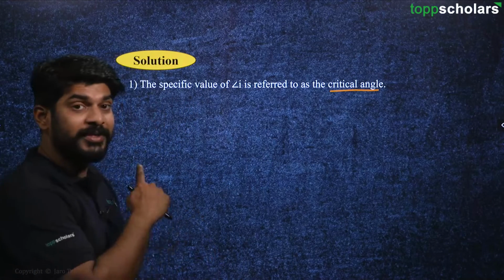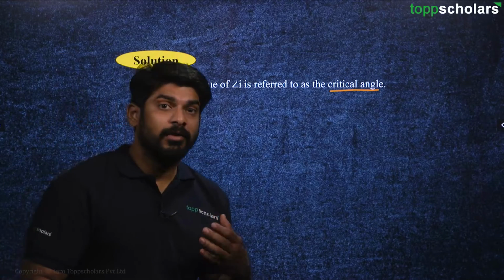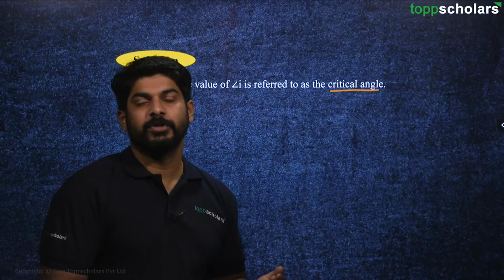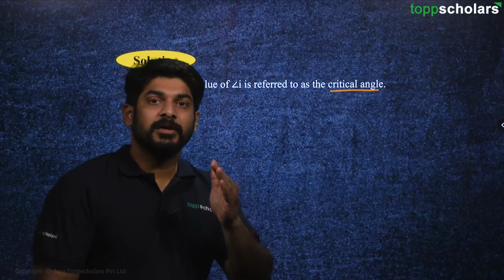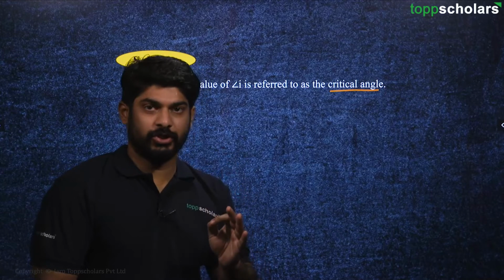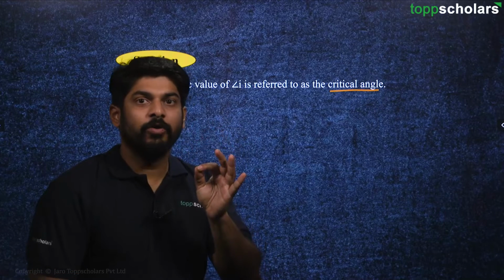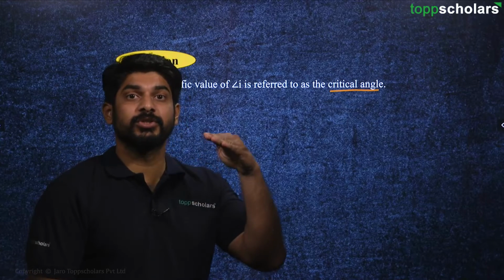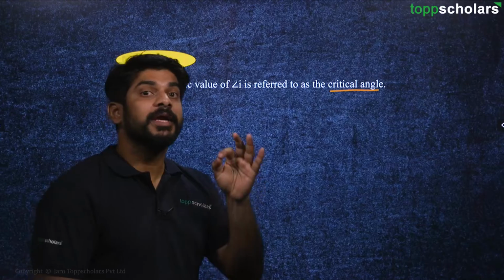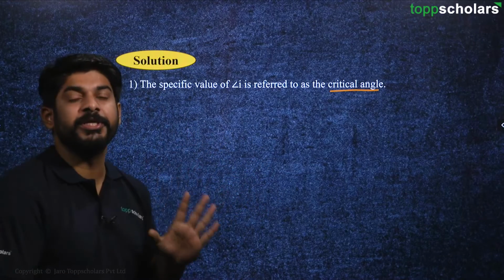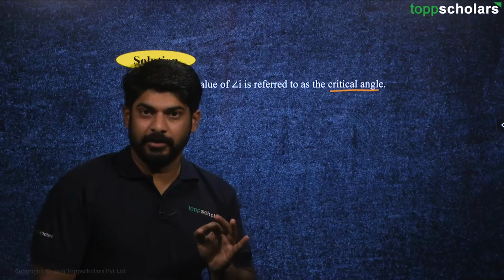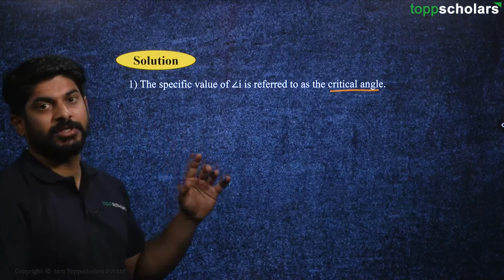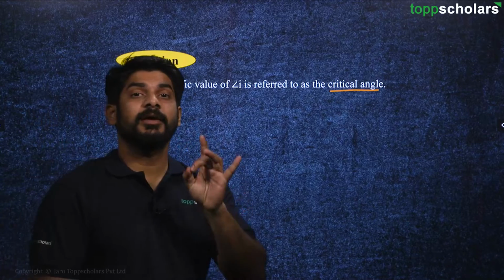When we talk about this phenomenon, when the light travels from a denser medium to a rarer medium, in that case, there comes an angle at which the ray of light does not refract out. It just goes parallel to the interface between two mediums, and that angle of incidence at which this happens is called as critical angle.